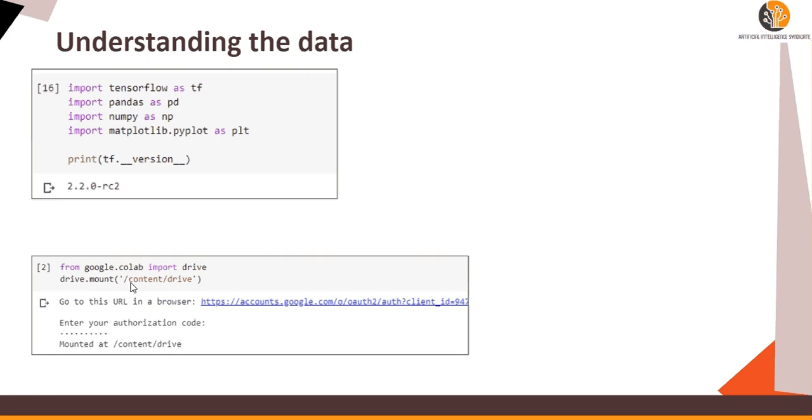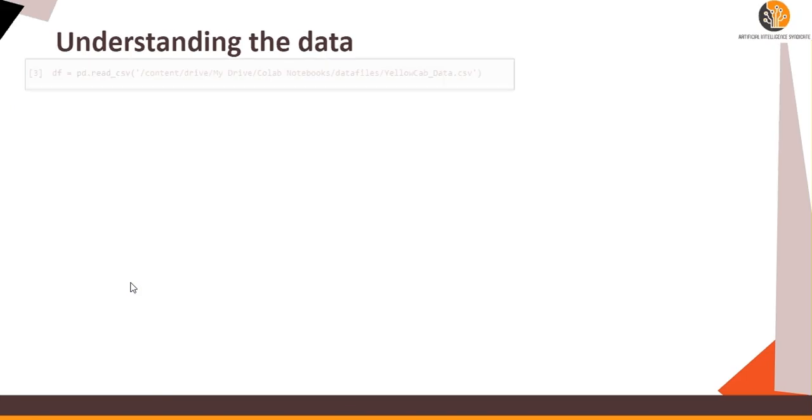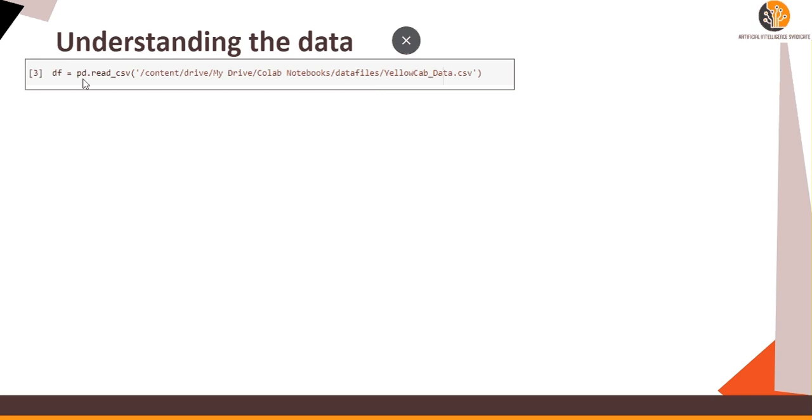Next step is to understand the data. Please note that the name of the file, which is a CSV, is yellowcab_data.csv, in the location which I just described under data files. So content, drive, my drive, Colab notebooks, data files. You don't need to follow this exact path, but if you do, it will make life easier for you. Now I'm using a pandas data frame to read the CSV, and I'm creating a data frame.